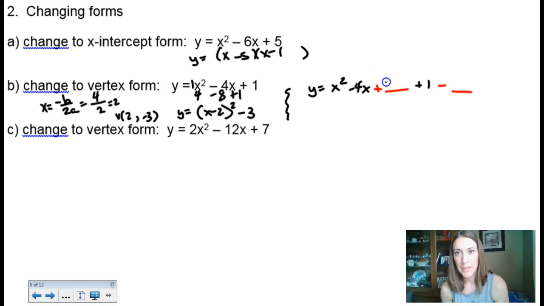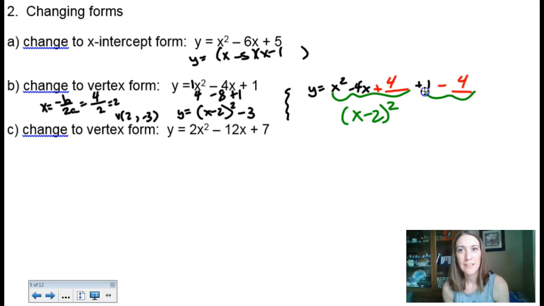So let's figure out what goes in the blank. Half of negative 4 is 2, squared is 4. We're adding 4 and then we're subtracting 4. And I know at first kids learn this and they're like, why'd you do that? Stupid. No, it's not, because look, this is now x minus 2 squared. And then if I collect these, it's a negative 3.